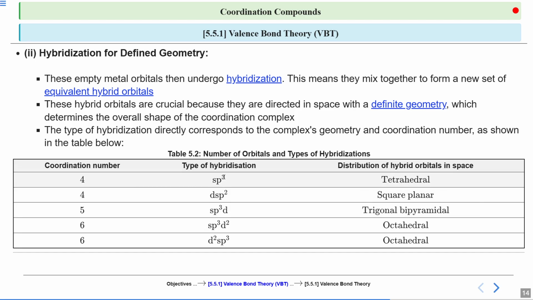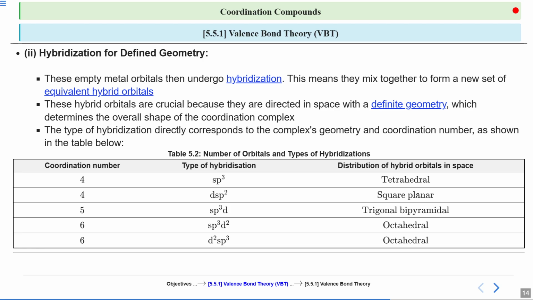that means 4 ligands, but here the type of hybridization changes from sp3 to dsp2. 1 d orbital, 1 s orbital, and 2 p orbitals are going to intermix together. Then the hybrid orbitals are going to distribute themselves in the space in the form of square planar geometry.